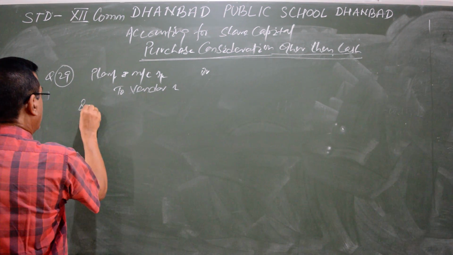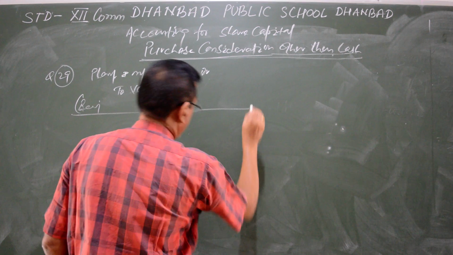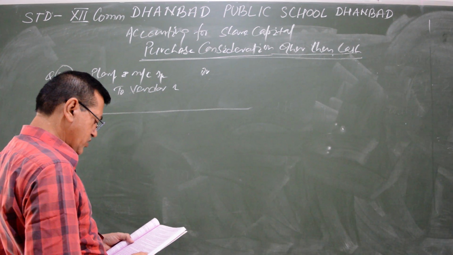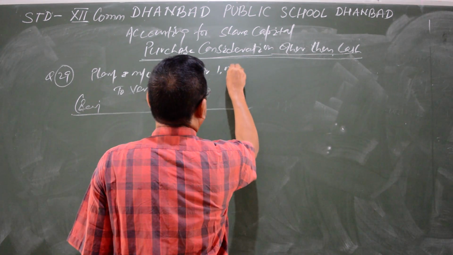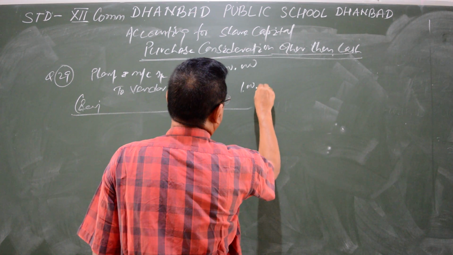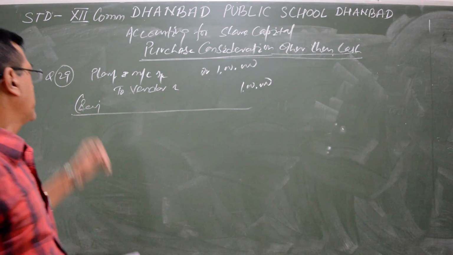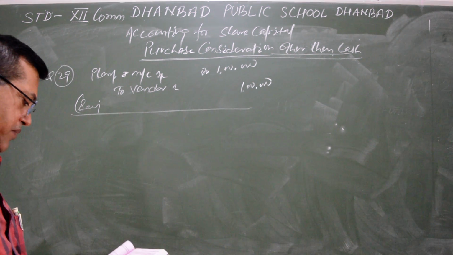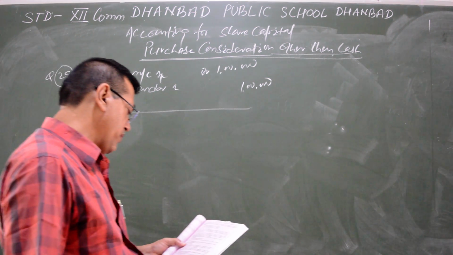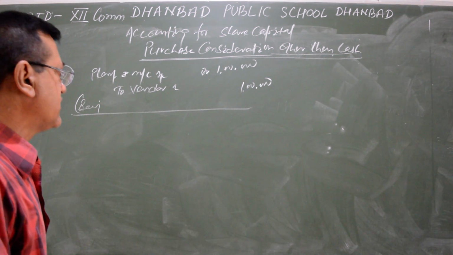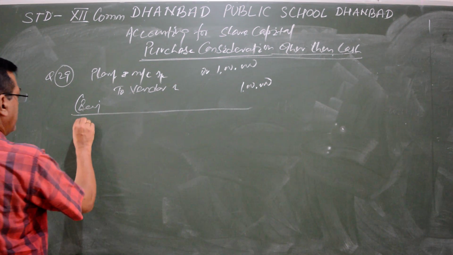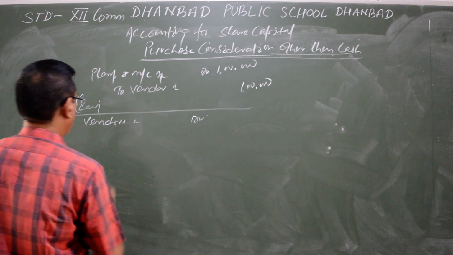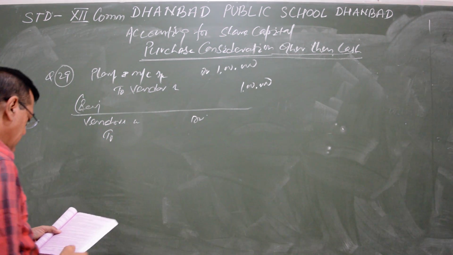Clear? Narration you write by yourself, for the value of rupees 1 lakh, not 2 lakhs. This point is clear. So now, plant and machinery account debit to vendor's account. After this, now the vendor is getting the payment from Amrit Dhara Limited by issuing 800 shares. Now here, vendor's account debit.